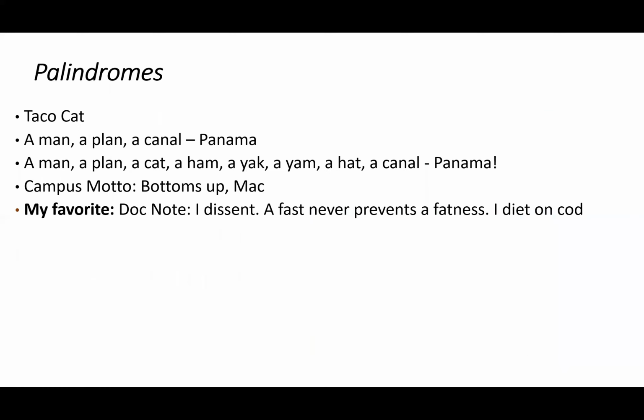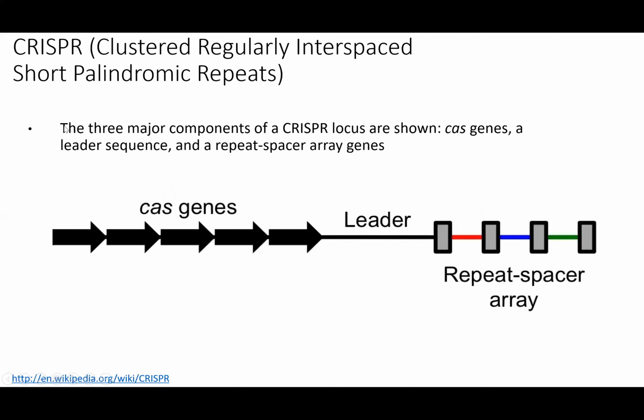And so you notice in the title, there's palindromes. A palindrome is something that is the same forward as it is backwards. So taco cat is the same forward and backwards. A man, a plan, a canal, Panama is the same backwards and forwards, and so on. My favorite is doc note, I dissent. A fast never prevents a fatness, I diet on cod, which is the same forward and backwards. And so we're talking about palindromes because these are palindromic. And so palindromes, again, same forward and backwards.